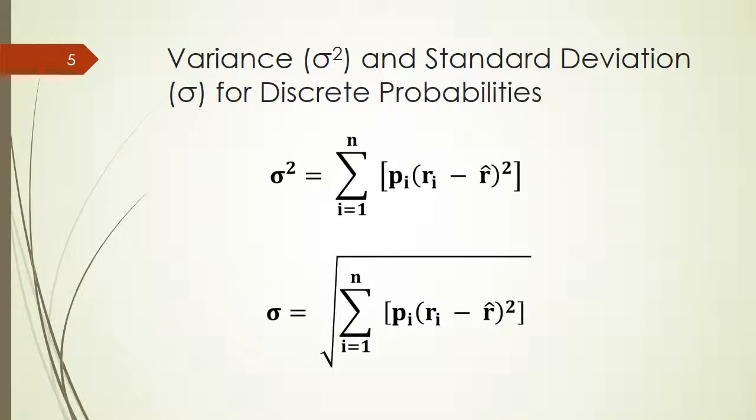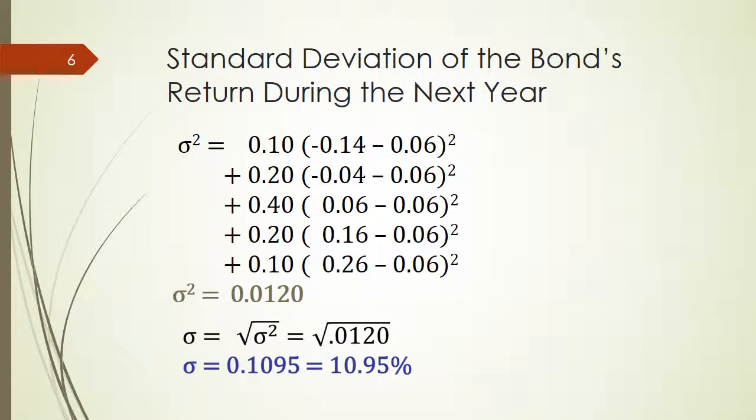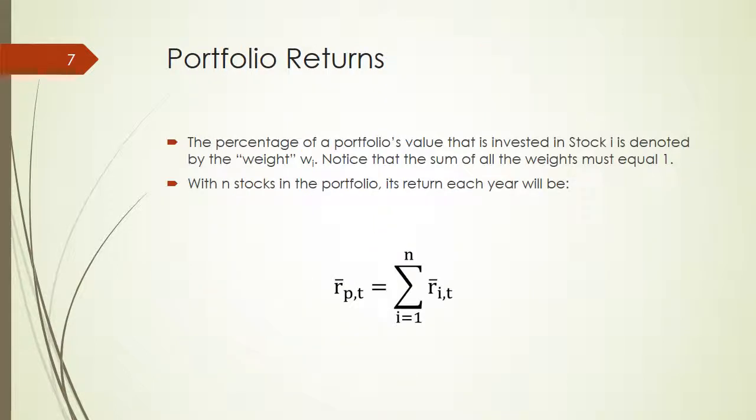To measure the risk associated with this bond, we calculate the variance or the standard deviation for discrete probabilities. This is the formula we're going to use to calculate standard deviation. Based on the data, we calculate that sigma is 10.95%. That's the risk of an individual stock.